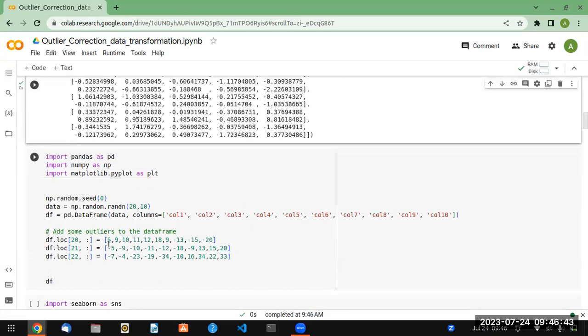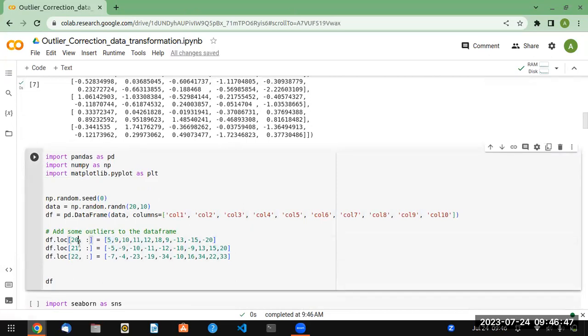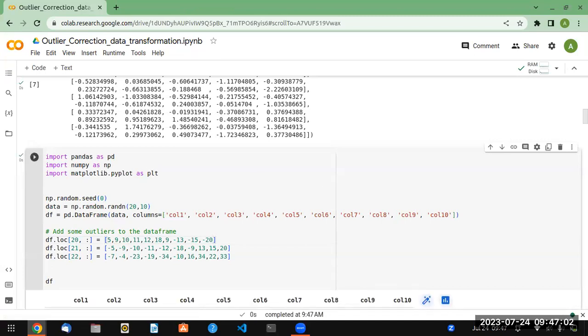Now, can you see? I am adding values which are far more than 2. This is one row, and I am adding these values to each column. How many values am I adding? 10 values. I am doing this knowingly so that you will see. Let me show you the data frame so that you can understand what we are doing here.